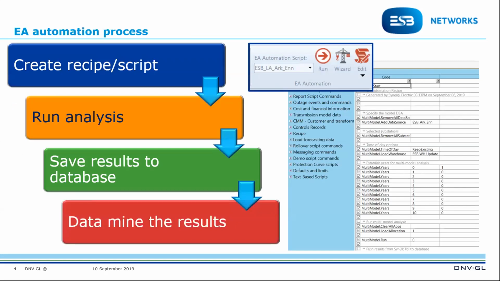So the process for EA automation: the first thing is to create the recipe or script, and a lot of that would have been done by people writing Python scripts, perhaps Visual Basic or any of the other languages that enable that. Then run the analysis, save the results to the database, and then data mine the results. One of the things I want to look at with the ESB is what can be achieved by data mining the results. That's certainly one of the more powerful parts of the project for us. We're at the very early stages of trying to understand what we can do, but hopefully we'll have a look at that and give you some ideas for what you can do.